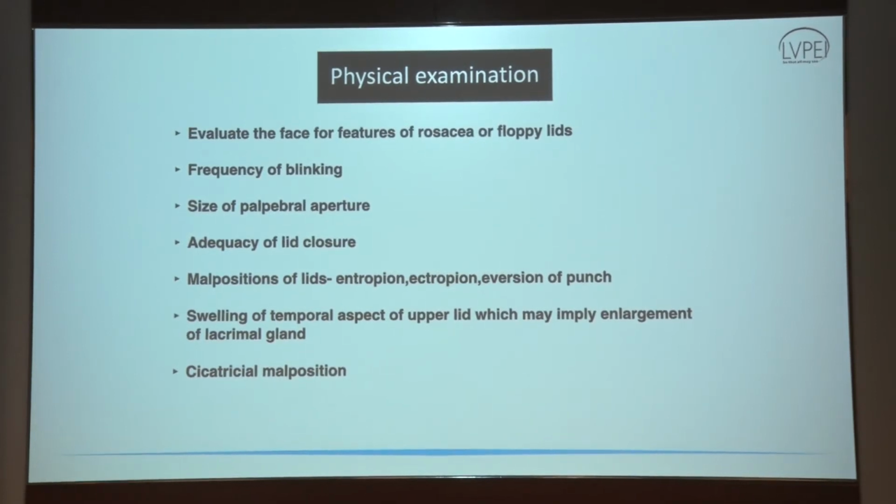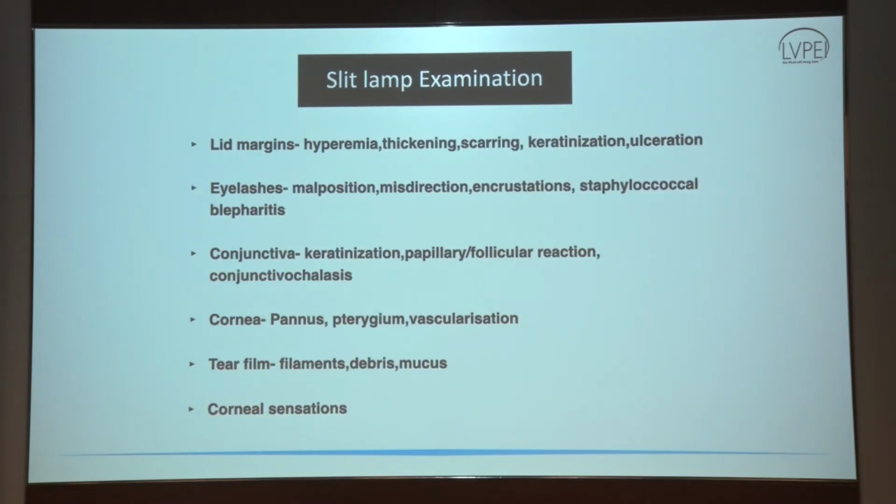And then in the physical examination, you should look at the facial features. Are there any signs of rosacea or floppy lids? If there is any infrequent blinking, what is the size of the palpebral aperture? And are there any malpositions of lids? Slit lamp examination would include how the lid margins are, whether there is any thickening, scarring, and keratinization, any misdirected eyelashes, keratinization of conjunctiva and cornea, any vascularization or pannus on the cornea, and then tear film assessment for filaments and debris. And last but not the least, corneal sensations are important.